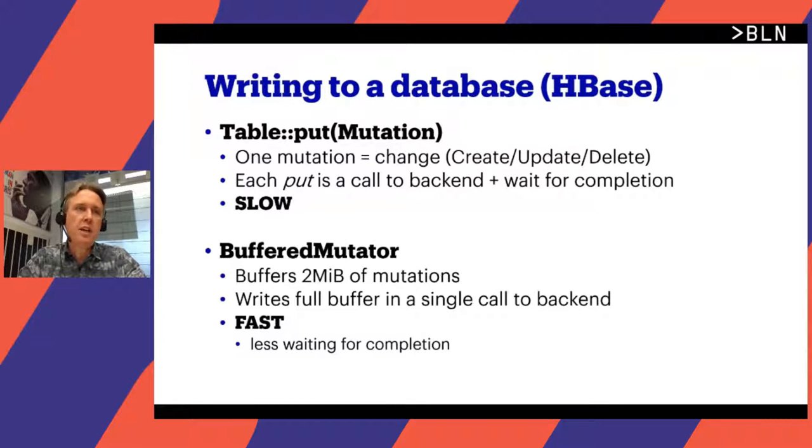So that is why in HBase, they have something called a buffered mutator, which actually buffers 2 megabytes of mutations. And when the buffer is full, it does a single call to the backend, writing it in one go. That is a lot faster if you have a lot of measurements.